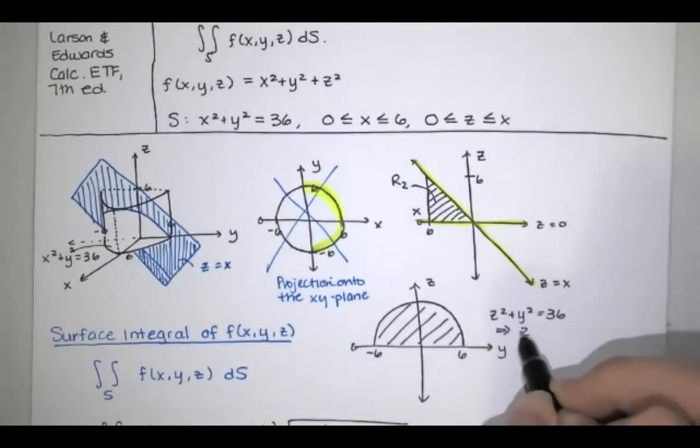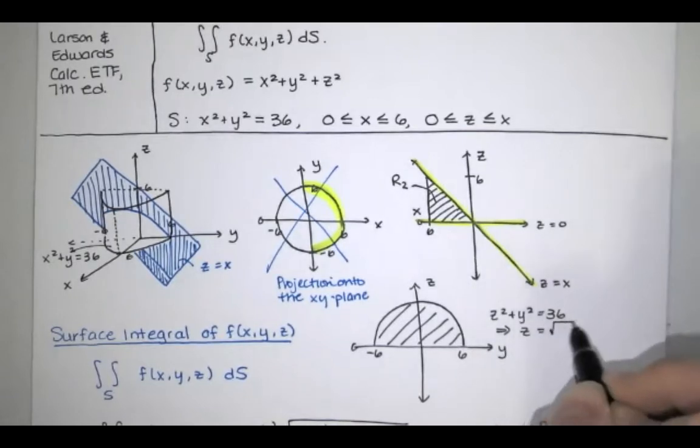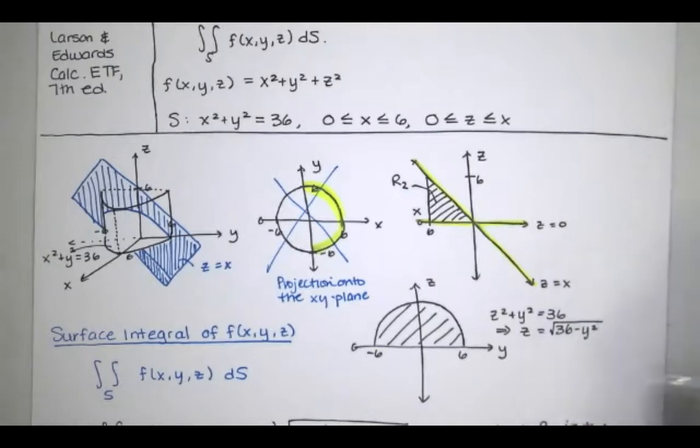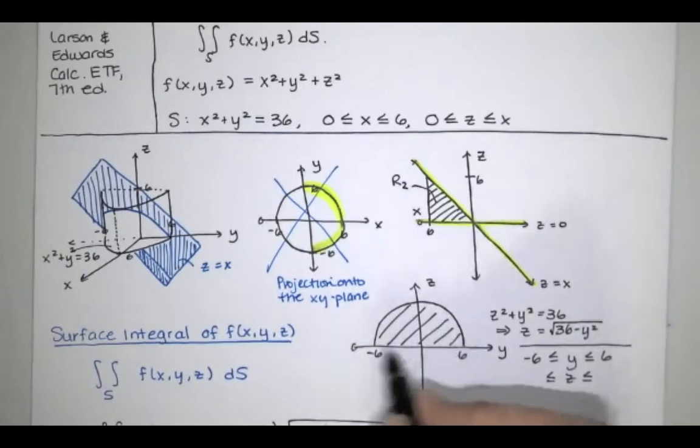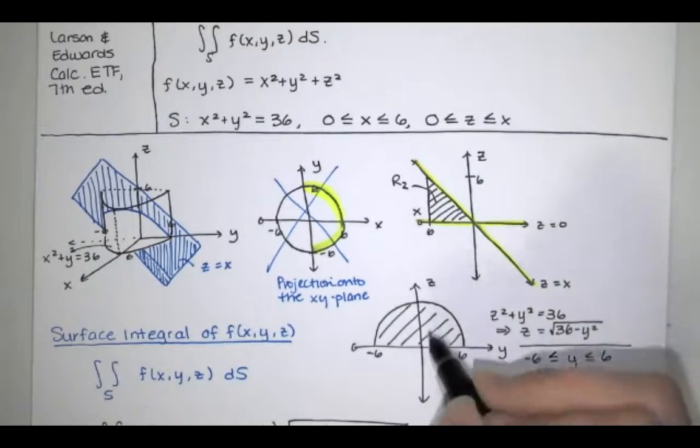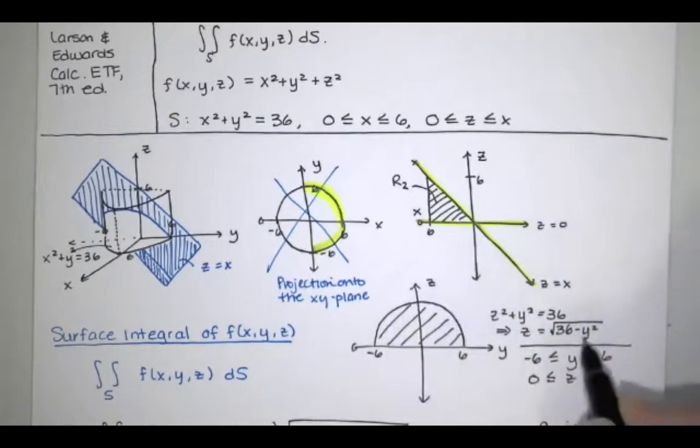And of course, we could solve that for z if we wanted to. We'd have z equals the positive square root of 36 minus y squared. And it's a positive square root because we know that z is positive for this part here. And then if I wanted to describe this region, the easiest way to do it would be to let y go from -6 to 6. So y goes from a constant to a constant. And z goes from a function to a function. z goes from 0, that's on the y-axis there, up to this semicircle, which has the equation z equals the square root of 36 minus y squared.